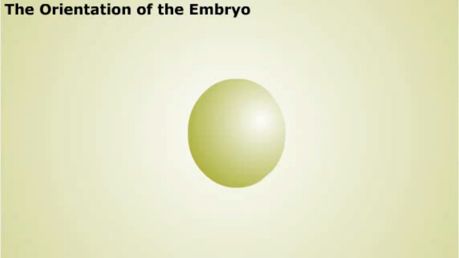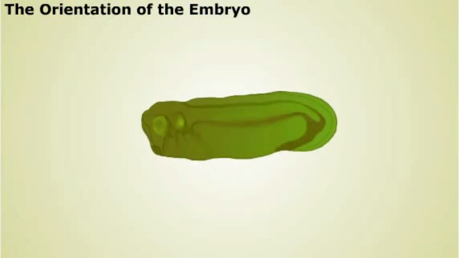To get an idea of how an embryo develops, we'll look at the development of a frog. We'll use the frog's developing embryo to learn some terms for understanding the orientation of the embryo. This embryo is starting to take on the shape of the tadpole, with the head and tail starting to develop.